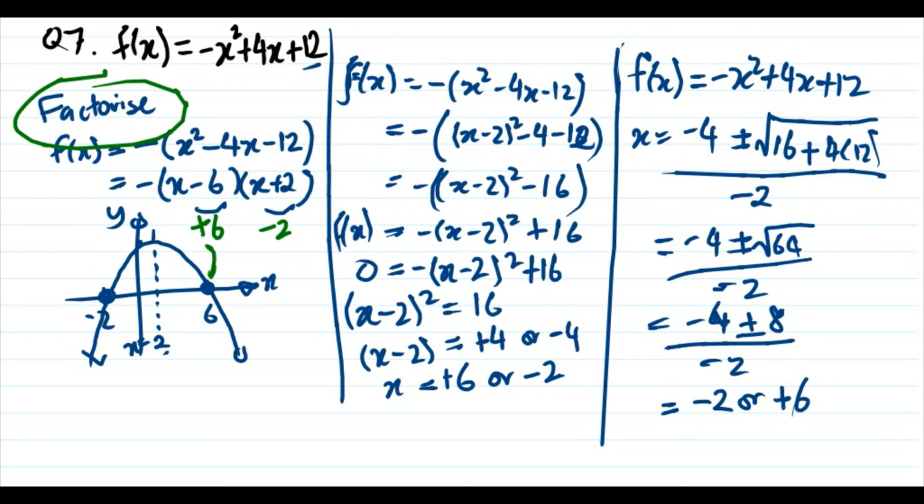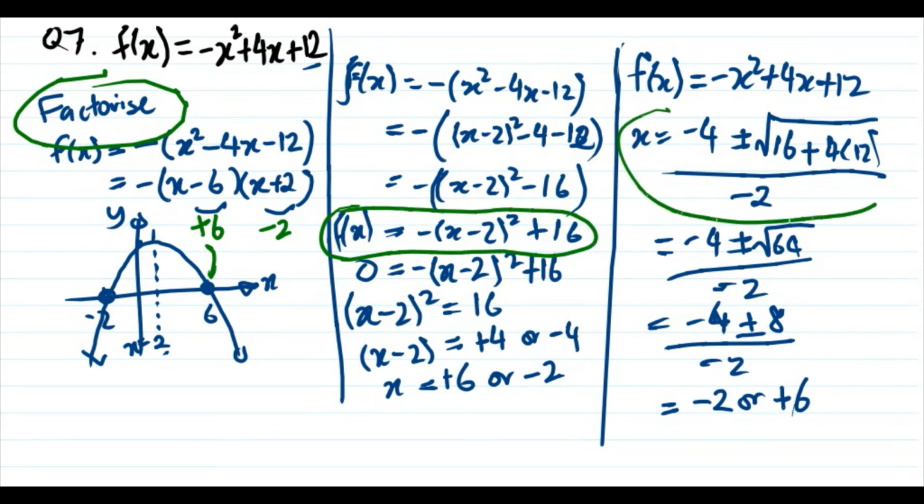Factorize, complete the square, which is getting into this form, or brute force with the quadratic formula. As I said, my instinct is go for the factorization first if it's quick and easy. It's also the safest, I think.